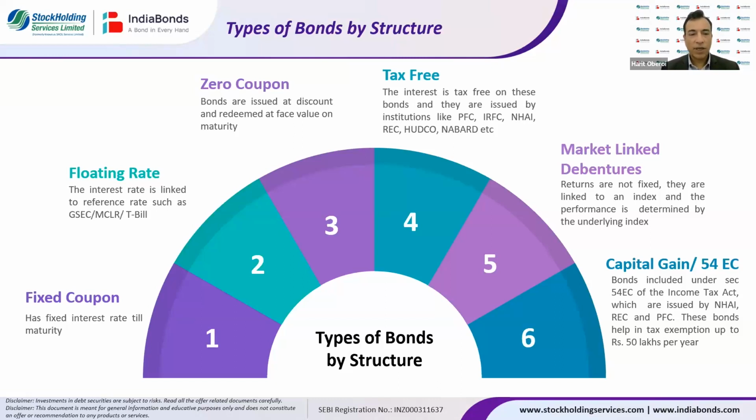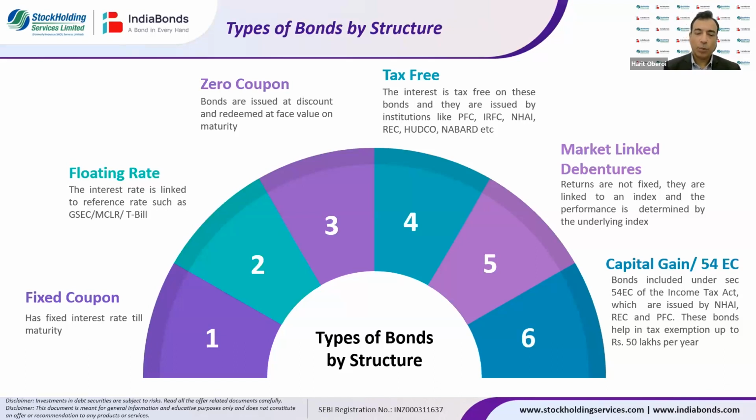The other option is floating rate bond, meaning the coupon rate can change on the basis of some parameters. These are known as floating rate bonds, and floating rate bonds are linked to some kind of a reference index, which can be a GSEC or an MCLR or a T-bill, and depending upon the movement of the underlying, the floating rate bond coupon rate also changes. It can be, say, GSEC plus 25 basis points, for hypothetical example.